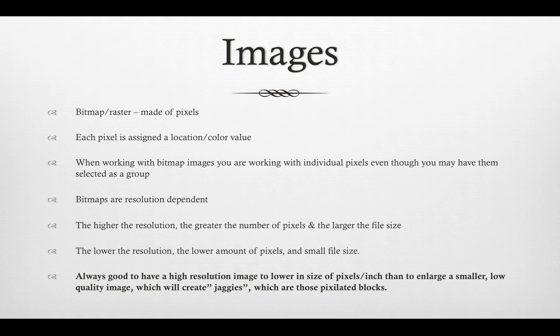in the dock. So images, they are known as bitmap or raster images. That's what they are. They're made of pixels. Each pixel is assigned a location and a color value. When you're working with bitmap images, you are working with individual pixels, even though you may have them selected as a group.